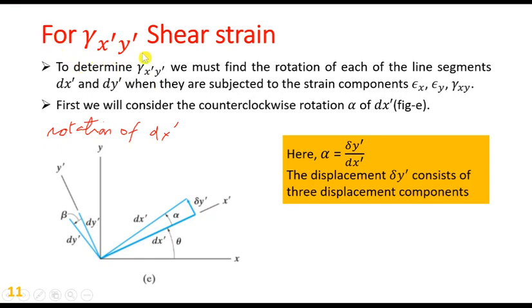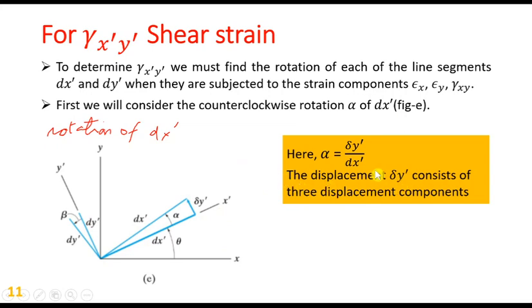For gamma x prime y prime shear strain, to determine gamma x prime y prime, we must find the rotation of each of the line segments dx prime and dy prime when they are subjected to the strain components epsilon x, epsilon y, gamma xy. First, we will consider the counterclockwise rotation alpha of dx prime, figure E. In this figure, this rotation is given as alpha, and alpha will become equal to delta y prime over dx prime from trigonometry, since L is equal to r theta.